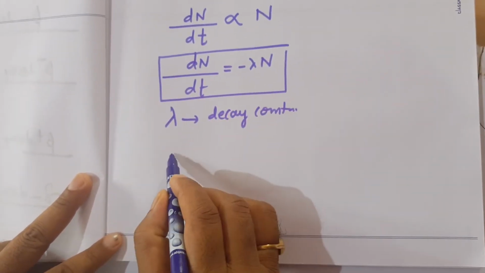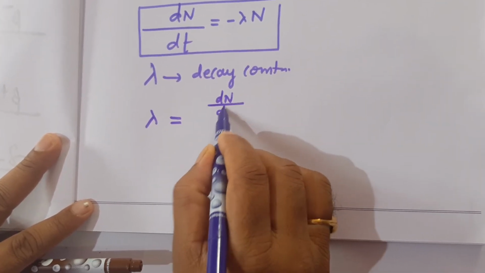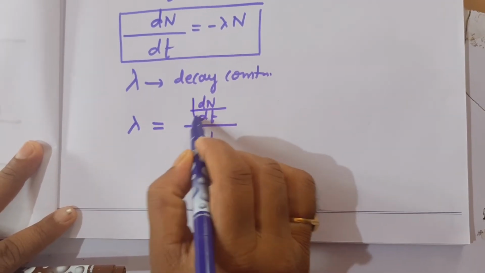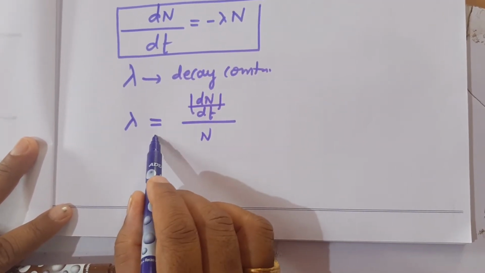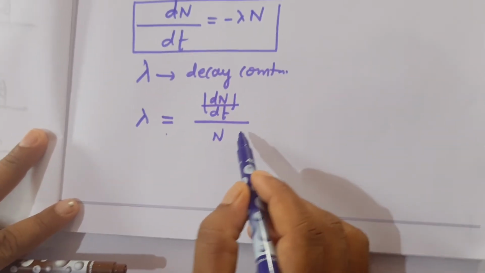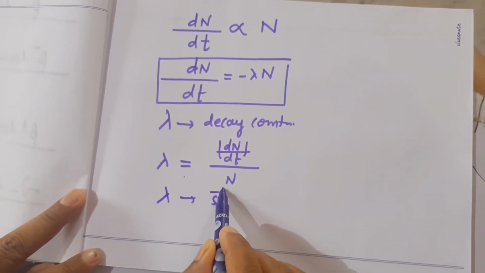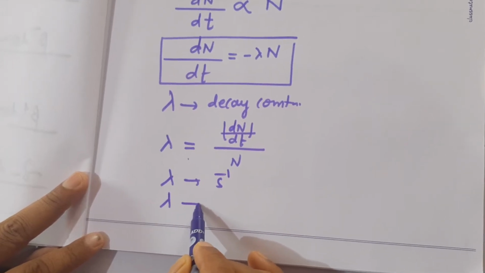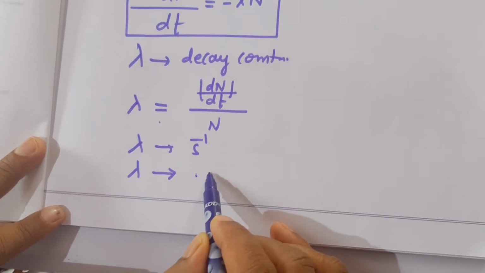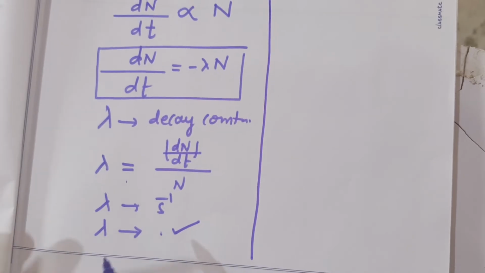From this we can define lambda. Lambda equals dN by dt divided by N. So it is the ratio of the rate of decay to the number of atoms present at that instant. The unit of lambda is second inverse. The lambda value depends on the nature of the radioactive substance. Therefore, different radioactive substances will have different lambda values.